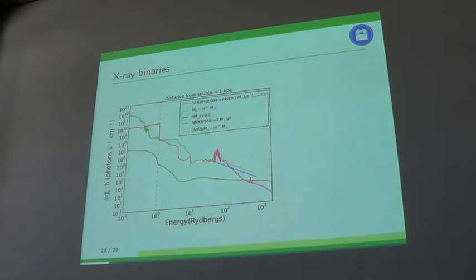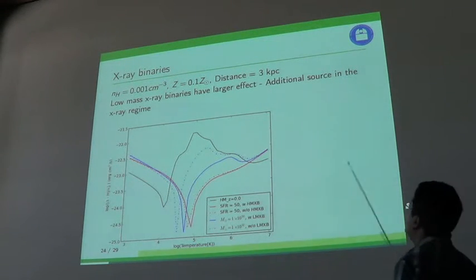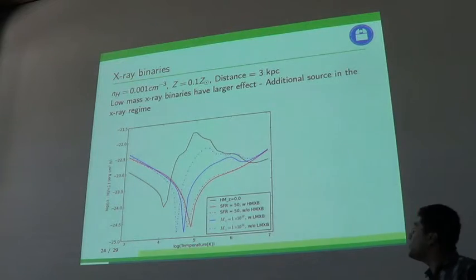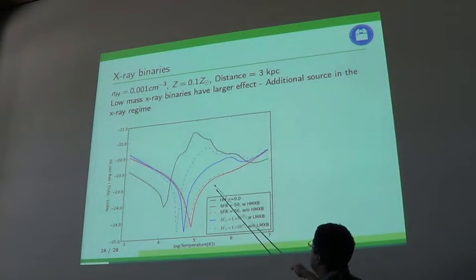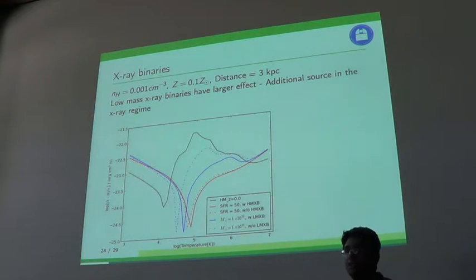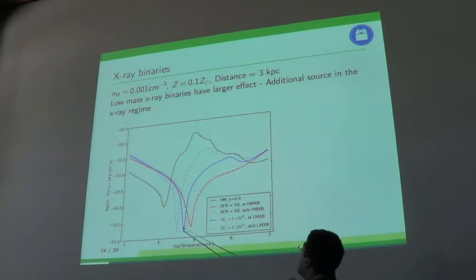And then you can look at what they do. So I have a 10^12 solar mass halo, which is quite big, and then at a distance of just 3 kiloparsecs. This is just a test run. And then I have looked at how the cooling function changes if you put in these high and low mass X-ray binaries. So if you have just the soft X-rays, that is the dotted line. If you add the high mass X-ray binaries in, it's the solid line.